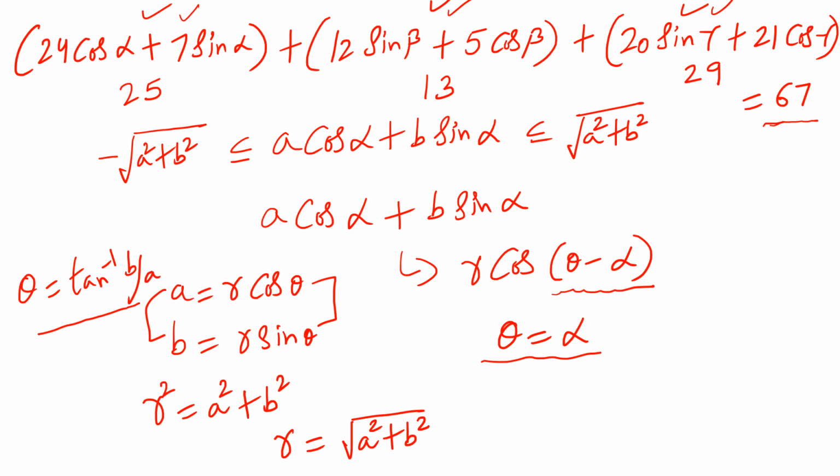I am just explaining its derivation to you. Now students, this clearly implies that alpha is equal to tan inverse of 7 upon 24, because here b is 7 and a is 24, right? Now similarly you can find the values of beta and gamma also. Let's move further.